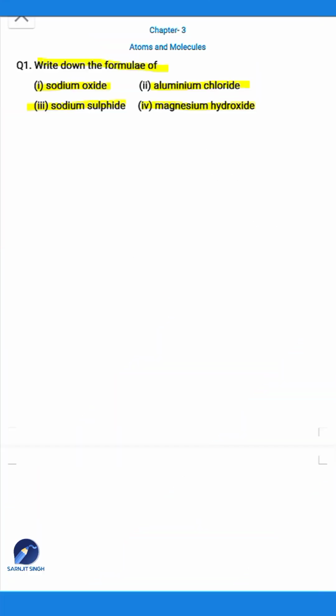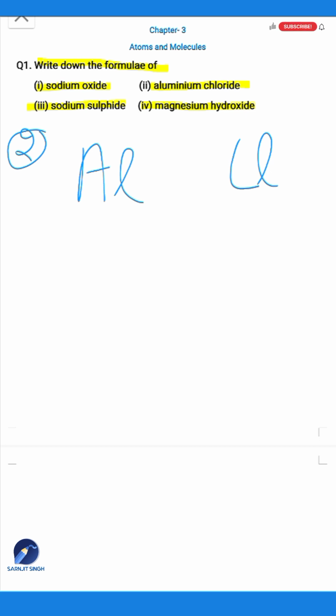Now the second part is aluminium chloride. We know that aluminium has the symbol Al and chlorine has the symbol Cl. Again the procedure is the same: we have to find the valencies of aluminium and chlorine.